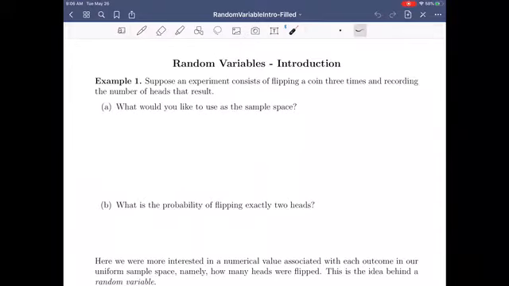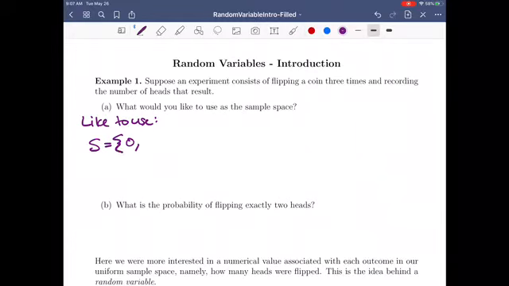Let's think about this example to illustrate this idea. An experiment consists of flipping a coin 3 times, and we're recording just the number of heads. Not in what order they come, just the number of heads. So we don't care where they occur. The sample space that we probably would like to use has the outcomes that we might actually write down, that's the number of heads. So we could get 0 heads, 1 head, 2 heads, or 3 heads.